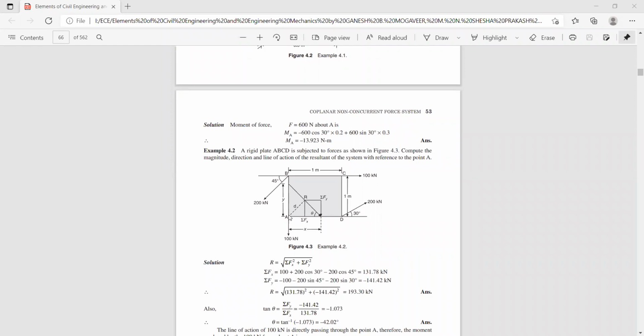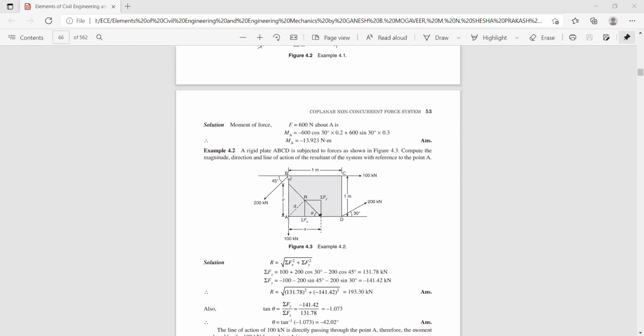Now we know that the basic equation, that is R into D, the moment of the resultant about this point will be equal to the algebraic sum of moment of all these forces with respect to the same point. Now we shall consider the moment of these forces with respect to this point. So one by one we shall consider.